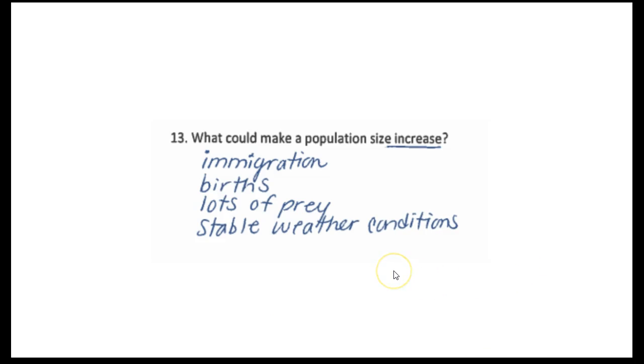What could make a population size increase? So immigration, in, animals moving into an area, animals having births, lots of babies. If there's a lot of prey, so that means there's food for them, they're going to come into that area. And if the weather conditions are stable and the animals feel safe, that will increase your animals.